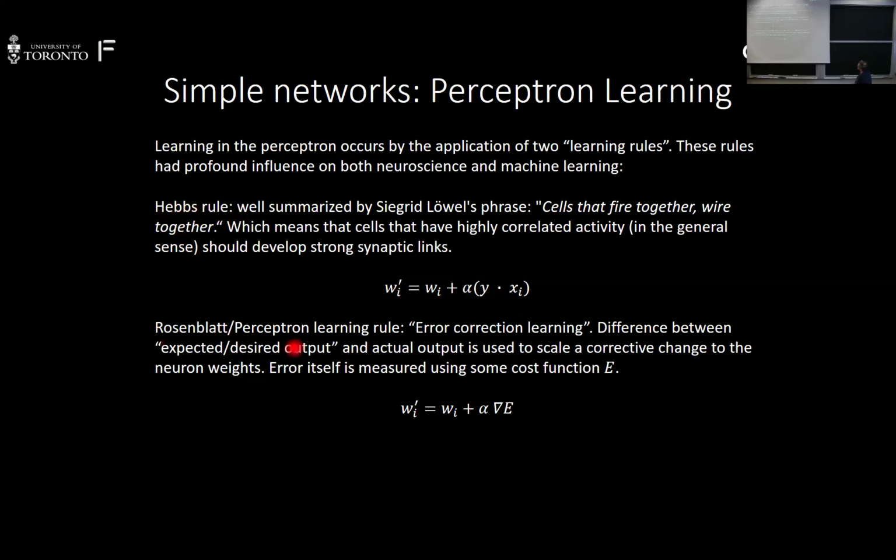And then the second one that Rosenblatt also introduced, which is widely used all over machine learning, is error correction learning, the supervised learning rule. We've got some cost function defined by the difference between the output state and the desired output state, and then we scale weights according to some function of this cost function. So that's rule 2.